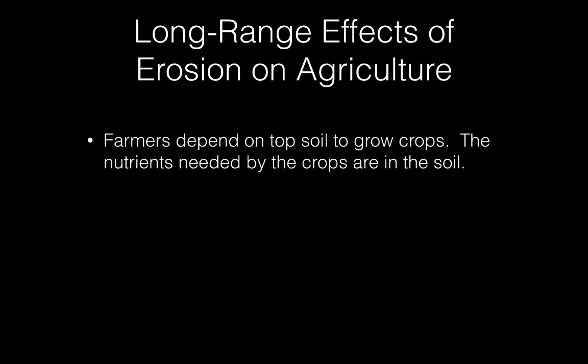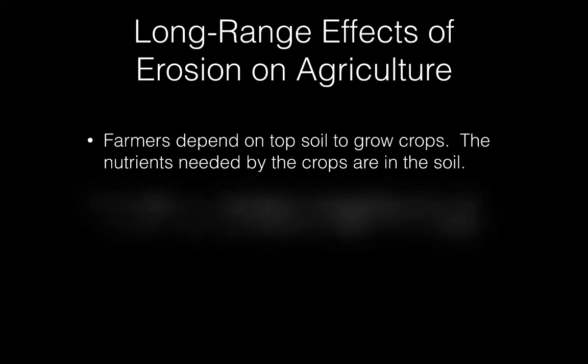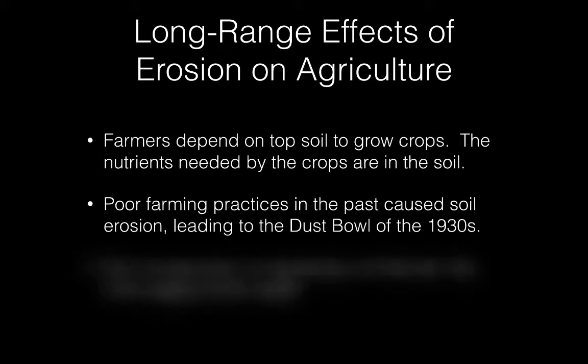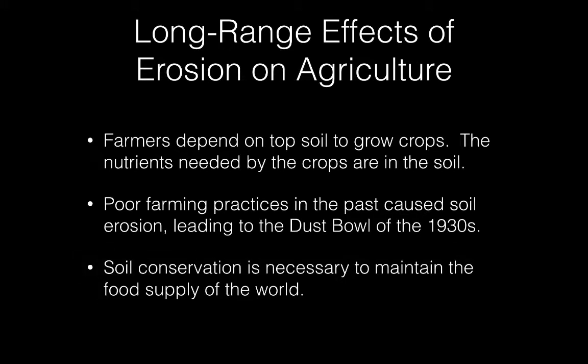Long-range effects of erosion on agriculture. Farmers depend on topsoil to grow crops. The nutrients needed by the crops are in the soil. Poor farming practices in the past caused soil erosion, leading to the Dust Bowl of the 1930s. Soil conservation is necessary to maintain the food supply of the world.